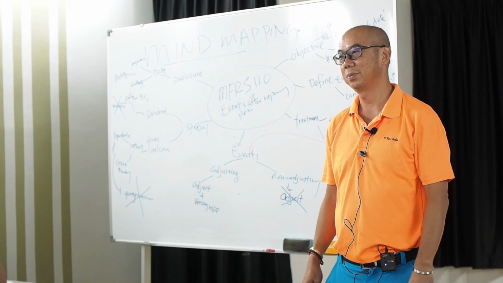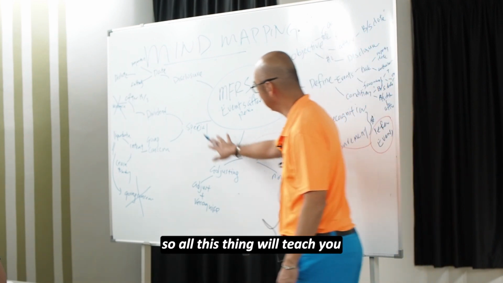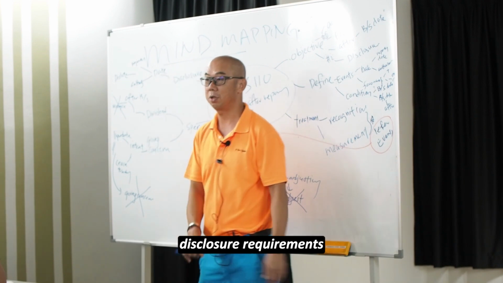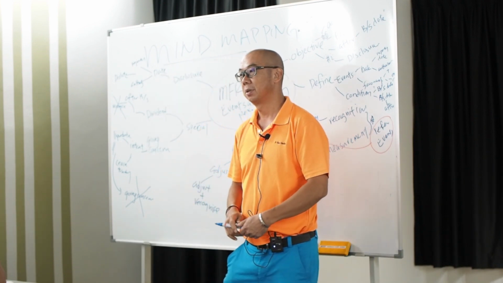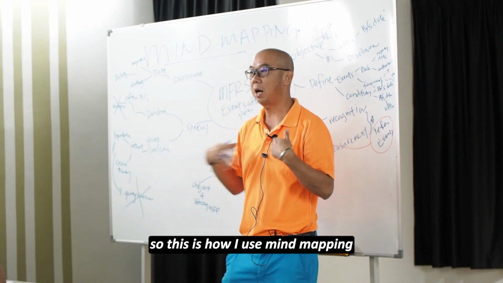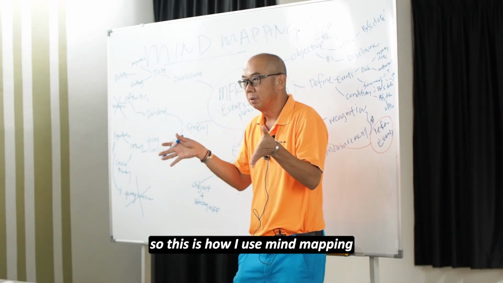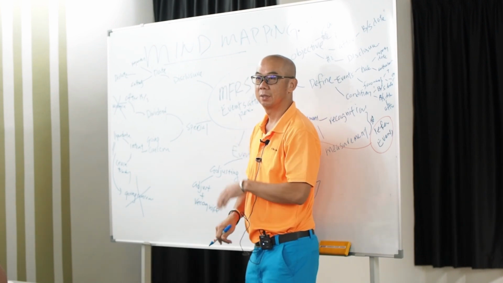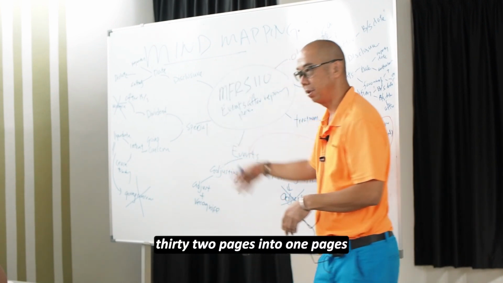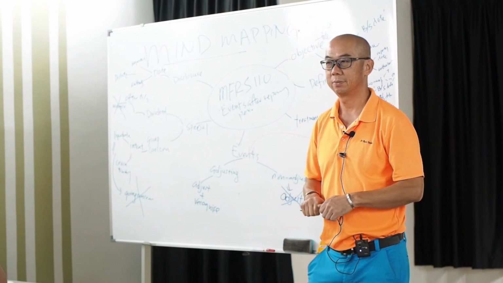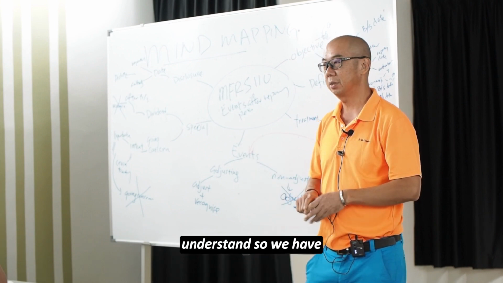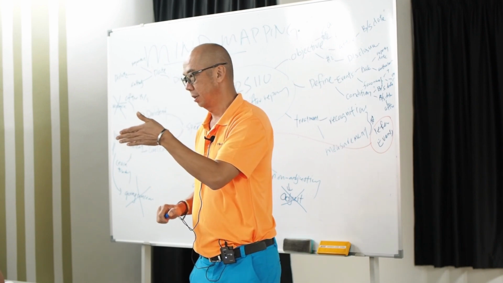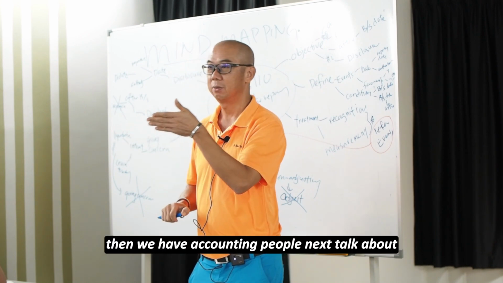Okay, understand or not? So all these things I teach you, then we talk about dividends, going concerns, disclosure requirements. So this is how I use my mapping to summarize technical materials. 32 pages into 1 page. Understand? So we have audit people, tax people, accounting people.